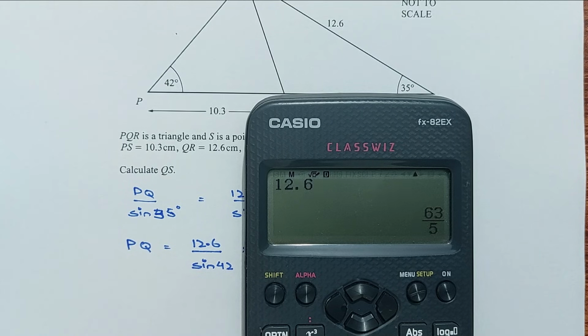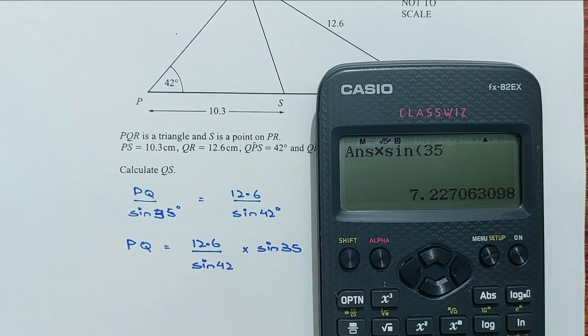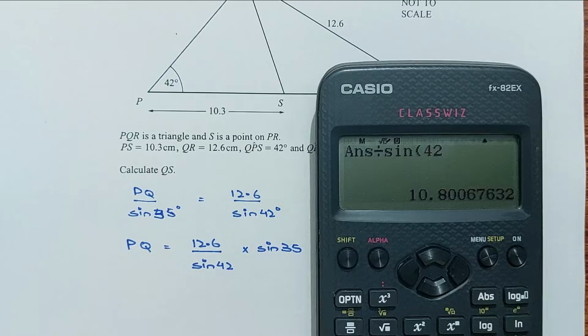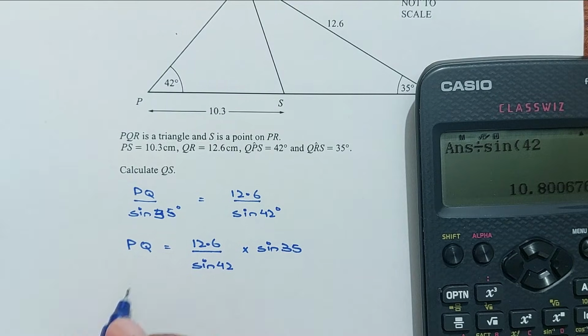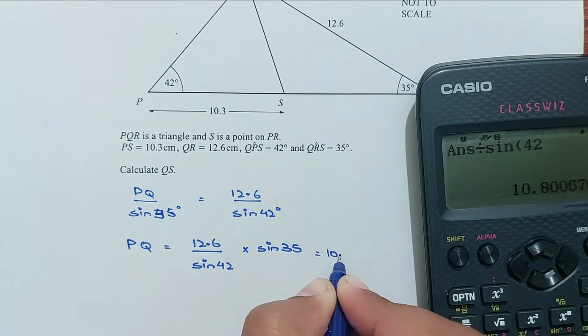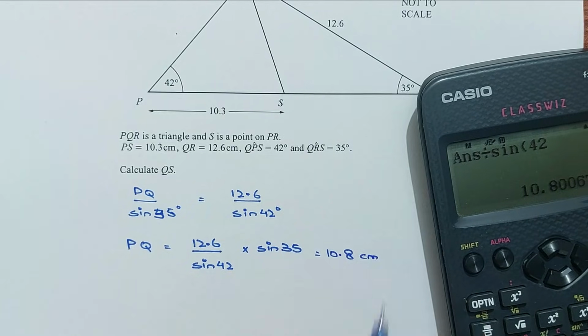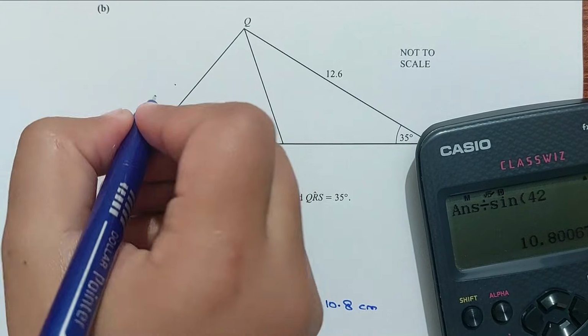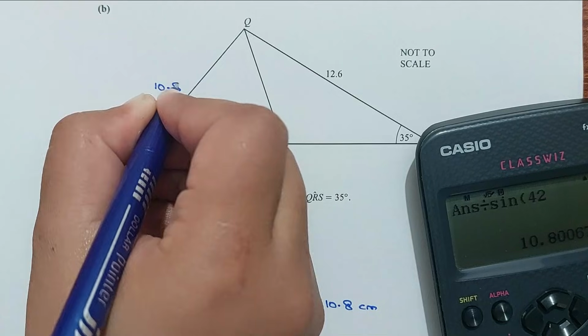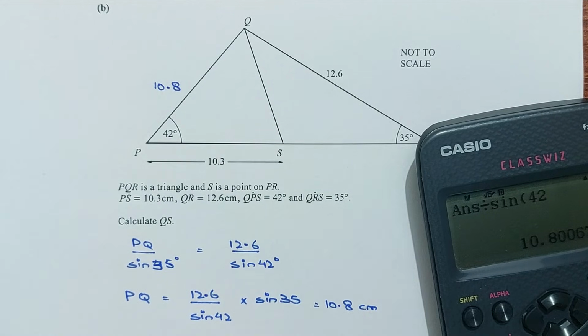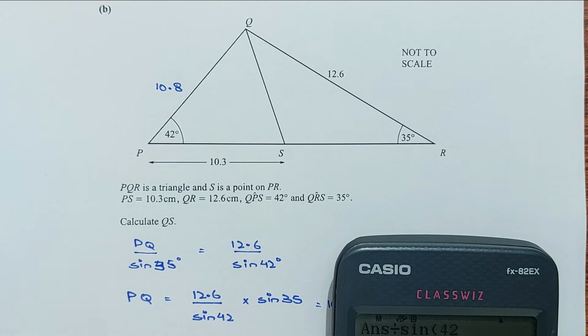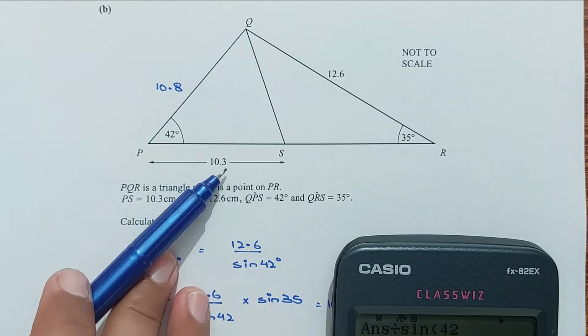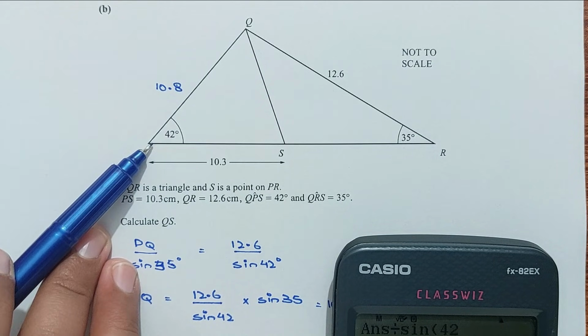12.6 times sine 35 divided by sine 42, 10.8. This PQ is 10.8 centimeters, right? We got PQ, which is 10.8. Now to solve for QS, we have the two sides and one angle between them.